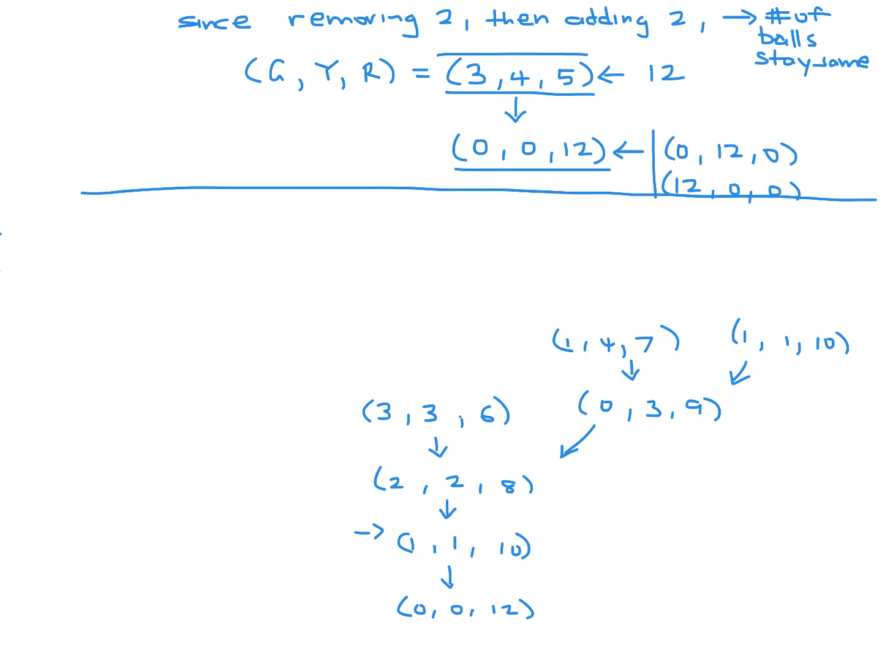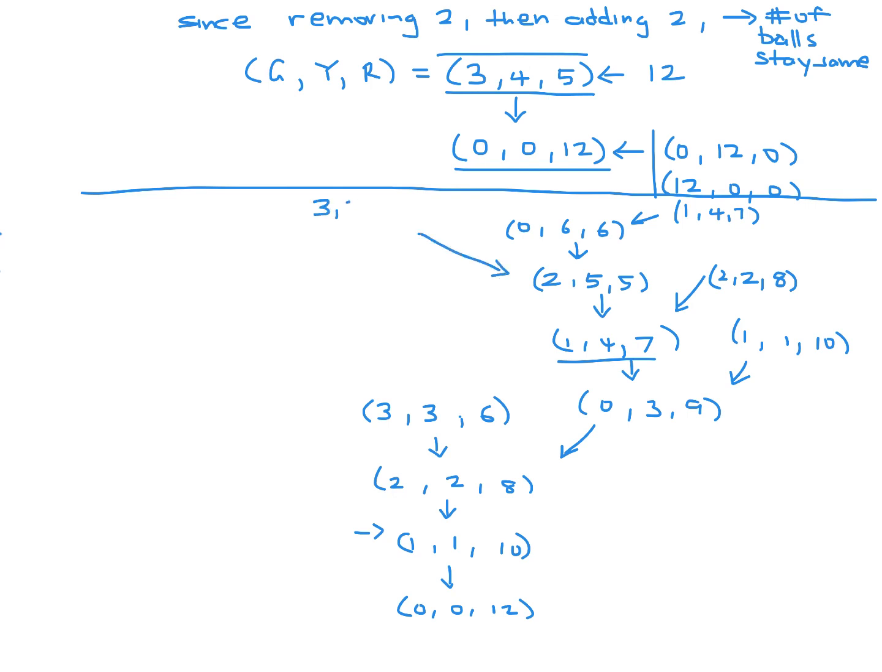Let's see here. 1, 4, 7, I can get to from a 2, 5, 5, or from a 2, 2, 8. And a 2, 5, 5 I can get to from a 0, 6, 6. And a 0, 6, 6 I can get to from a 1, 4, 7. Okay, so there's a 1, 4, 7 here, so I got another sort of loop situation. And then 2, 5, 5 I can also get to from a 3, 3, 6 situation. I think that appeared here, so again we have a loop.